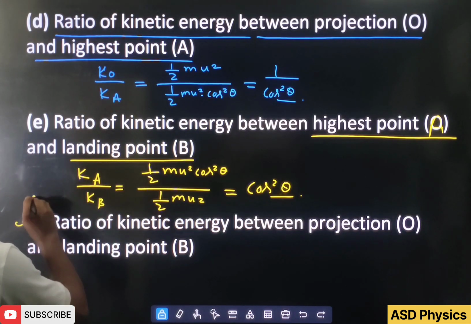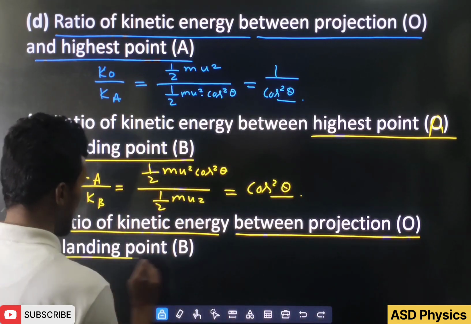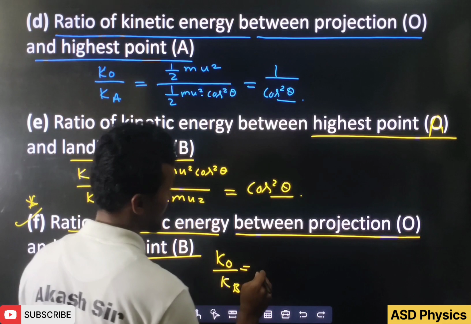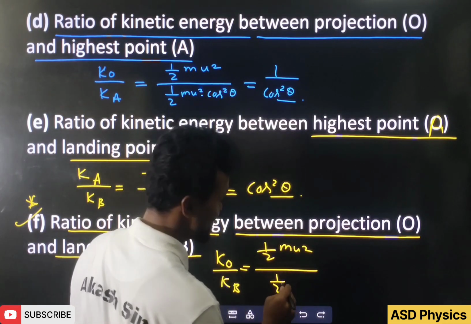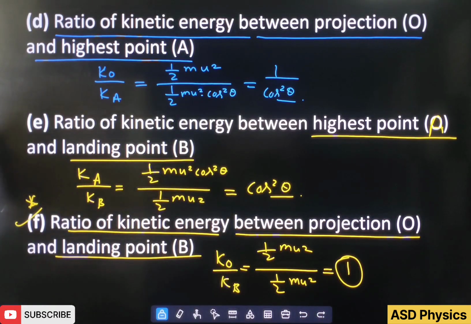Now the third one is the most important: the ratio of kinetic energy between projection and the landing point. Projection is O, landing point is B. What will come? Just think. It will be half m u square here, and half m u square here as well. So 1 by 1, it will come as 1.